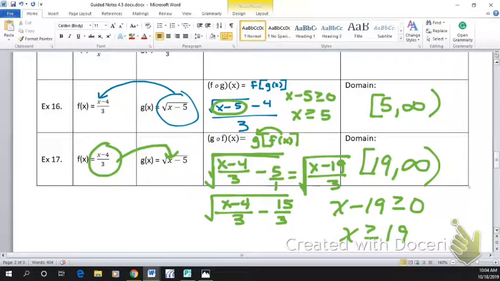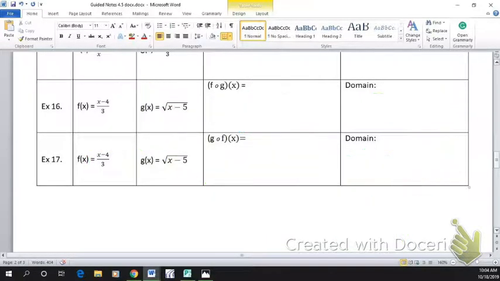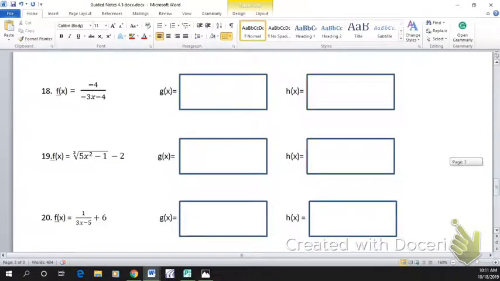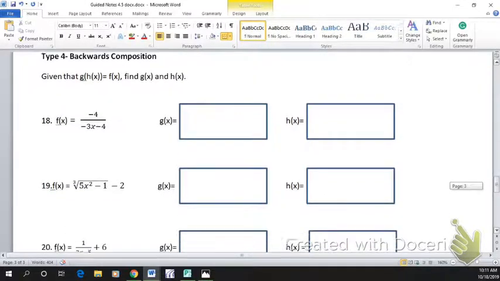Everybody okay with that? All right, moving on to the next page. The last type of question. Okay, so on this type, let me scroll up a little bit there.